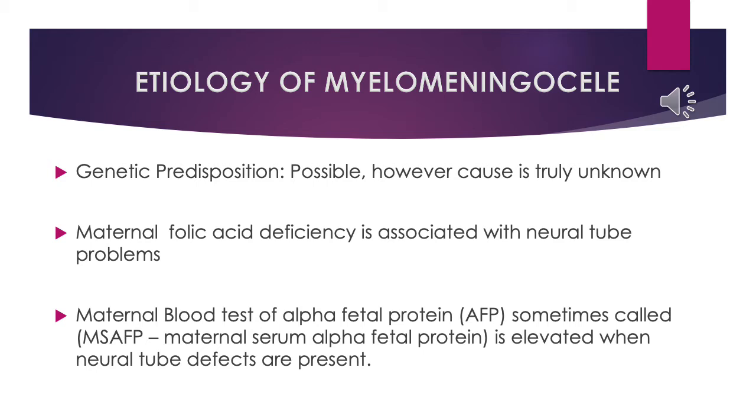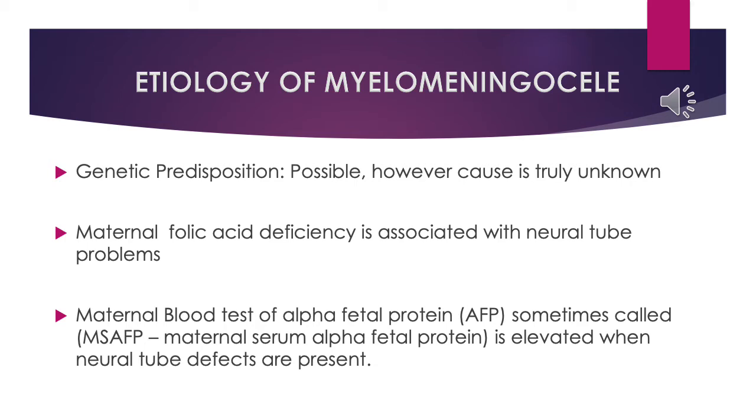With myelomeningocele, we don't know the exact cause, like the other forms of spina bifida. Like I mentioned before, there is a genetic predisposition, and there's a link between low maternal folic acid levels and neural tube defects. Routine care for an expecting mother is to be on folic acid 0.4 milligrams per day, and if there's a history of neural tube defects, they may increase that to 4 milligrams per day.